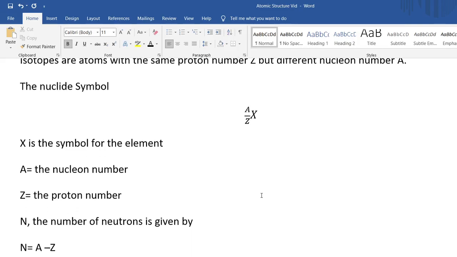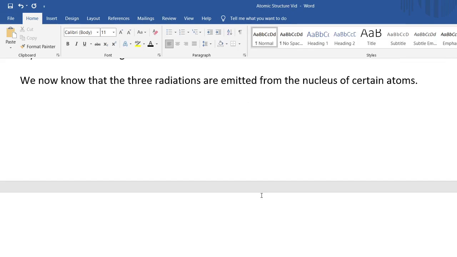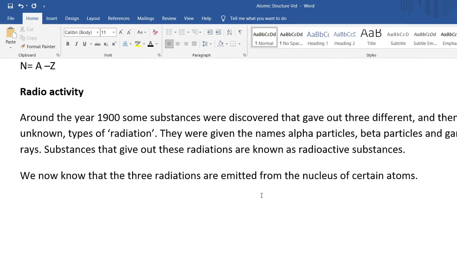Now, we've gone into the structure of the atom in chemistry. We're going to skip that portion here, and we're going to move on to what we call radiation or radioactivity. So radiation was discovered back in the 1900s. They found that there are different forms of radiation. These days we call them alpha, beta, and gamma rays.